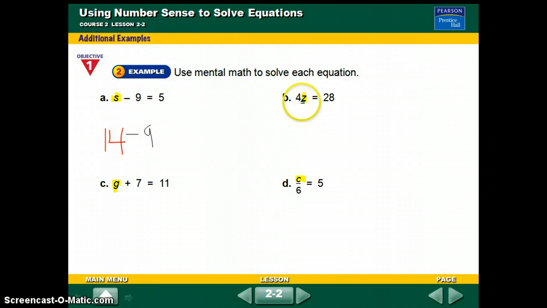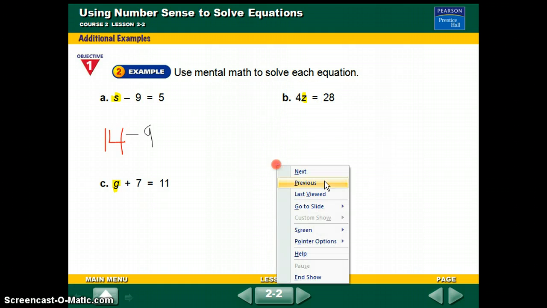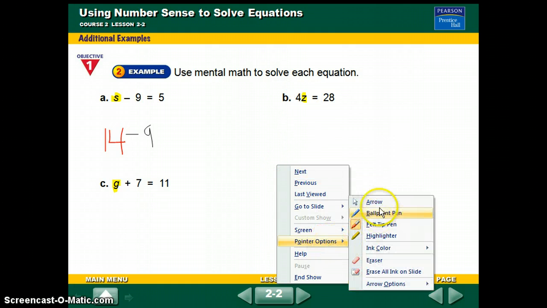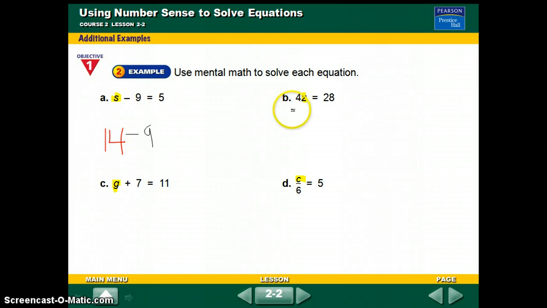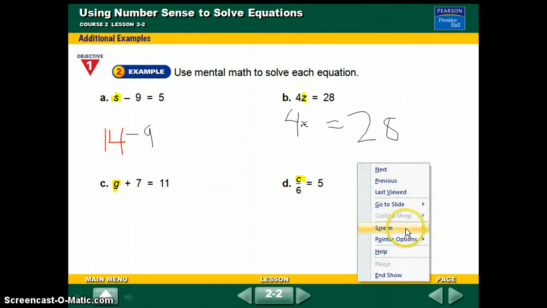How about this one? 4z equals 28. First of all, we need to know what that 4z means. When there's nothing in between there, that means it's 4 what? Plus z, minus z, times z, divided by z. It means that it is 4 times z, right? Now, here's what we want to know then. 4 times what could give us 28? So try a few things.